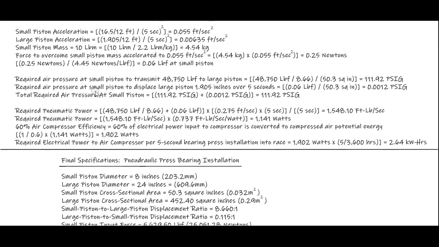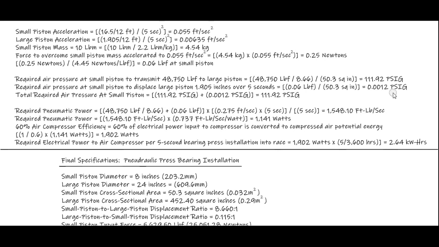And then the required air pressure to overcome the coefficient of kinetic friction at the small piston, which is also a function of its mass, 4.54 kilograms, 10 pounds mass, not force, is very, very tiny. It's going to be 0.06 pounds force divided into the small piston cross-sectional area. So there you go, it's very minuscule.